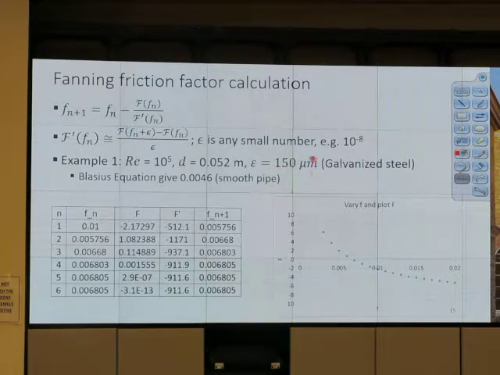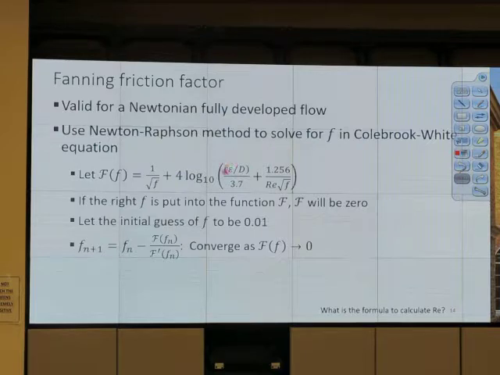Sometimes they put this in feet. We have to convert everything to the same unit. This means if I put 150 into that equation, it doesn't work. It has to be 0.00015. Got it? Everything has to be the same unit, SI, meter.